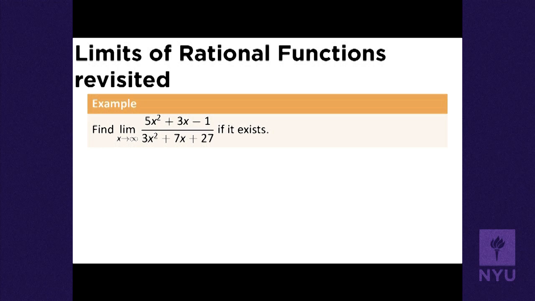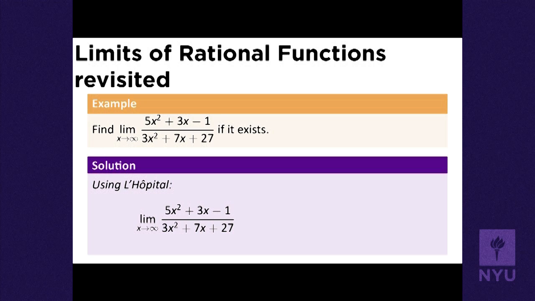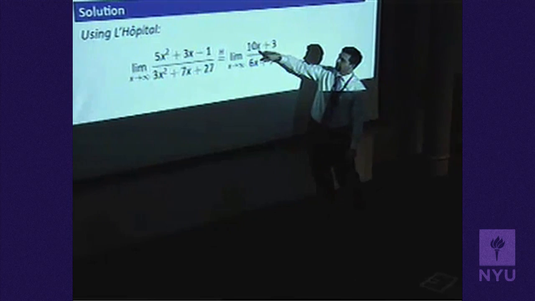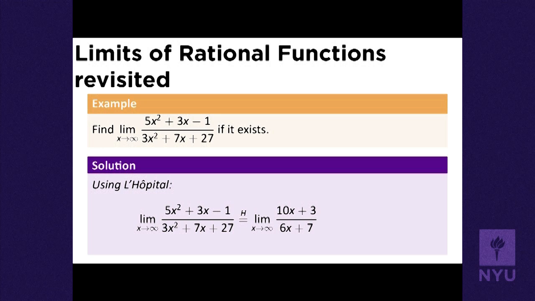Okay, well, what is this limit? Actually, we know the answer to this because we learned some techniques from chapter 1 to answer it. So what's the limit here? 5/3. Is there a way to do this using L'Hopital's rule? L'Hopital's rule works for infinite over infinite limits as well. So let's do it. Limit as x goes to infinity, 5x squared plus 3x minus 1 over 3x squared plus 7x plus 27. Take the derivative of the numerator and denominator. We get 10x plus 3 over 6x plus 7.